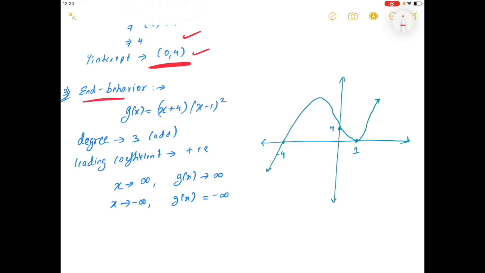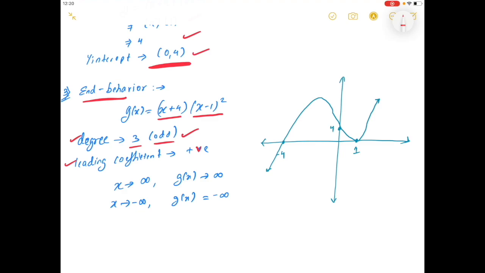Next is the end behavior, like how it behaves at the ends. For that we have to know two things, the degree and the leading coefficient. We need to know whether the leading coefficient is positive or negative, and whether the degree is odd or even. If I open this, I'll get a square over here, and if I open this, it will get multiplied with the square and become a cube. The degree is the highest power any x term can have. So the degree would be 3 over here.